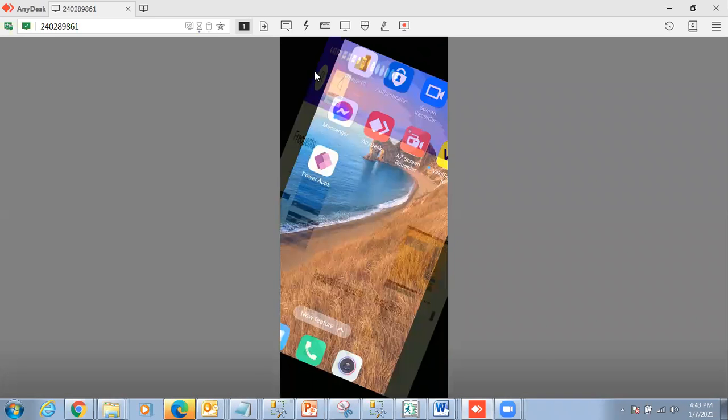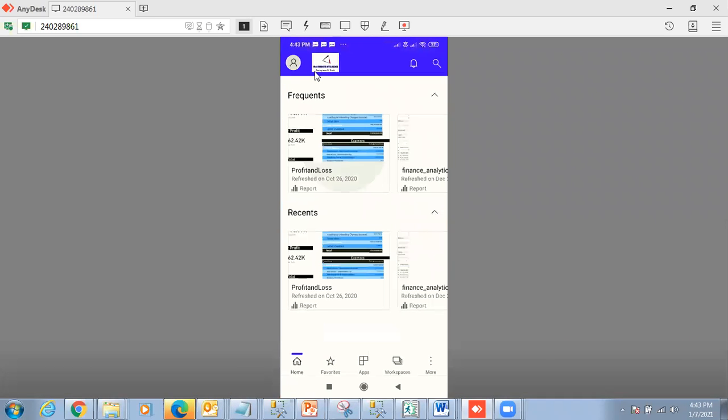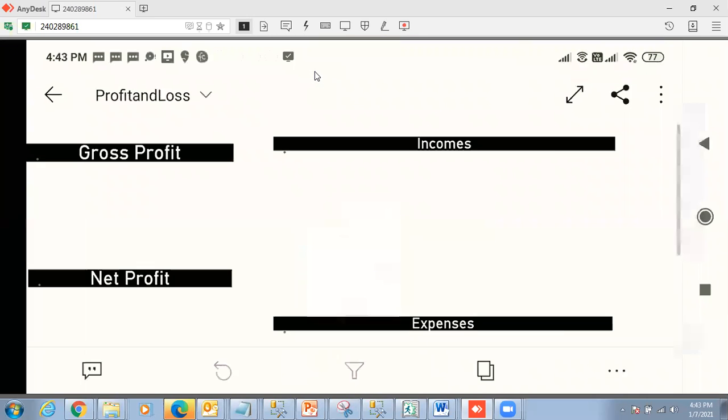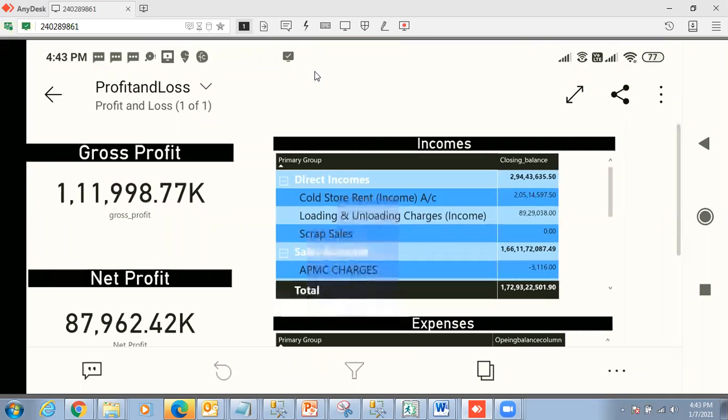In case I want to send this particular report to any customer, I have the tripod here. I can send it across using WhatsApp.